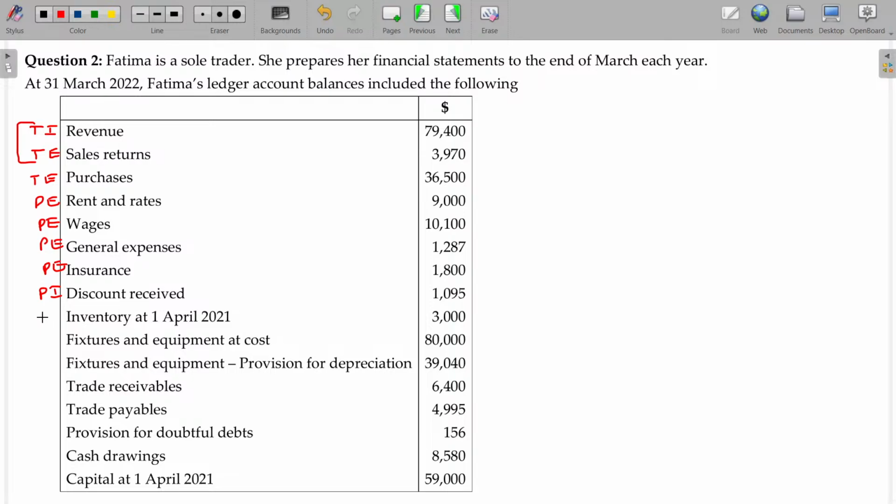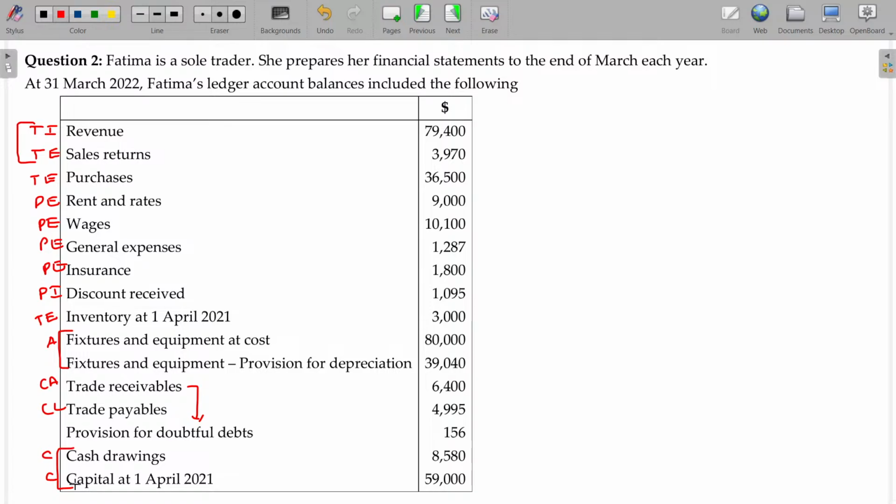This is opening inventory. Opening inventory, being a trade expense, should be added to the purchases. Fixtures and equipment at cost, and the provision for depreciation is also given there. Assets and provisions will not come in the income statement. You never bother about that. Anyhow, this will be non-current assets. This will be provisions to be adjusted there itself. Trade receivable, current assets; trade payables, current liabilities. Provision for doubtful debts will be adjusted with the trade receivables. Cash drawings will be subtracted in the capital, and capital is also considered a capital item.